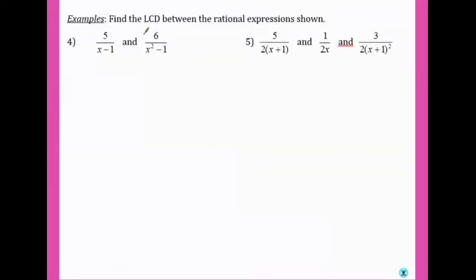Next, we're going to practice with finding the least common denominator. So in order to do that, the first thing we need to do is factor all the denominators. There's nothing to factor with x minus 1, and we factor x squared minus 1. That factors to x minus 1 times x plus 1. They both have x minus 1, so that needs to be in our common denominator. And then, because this fraction has an x plus 1 also, that also needs to be in our least common denominator.